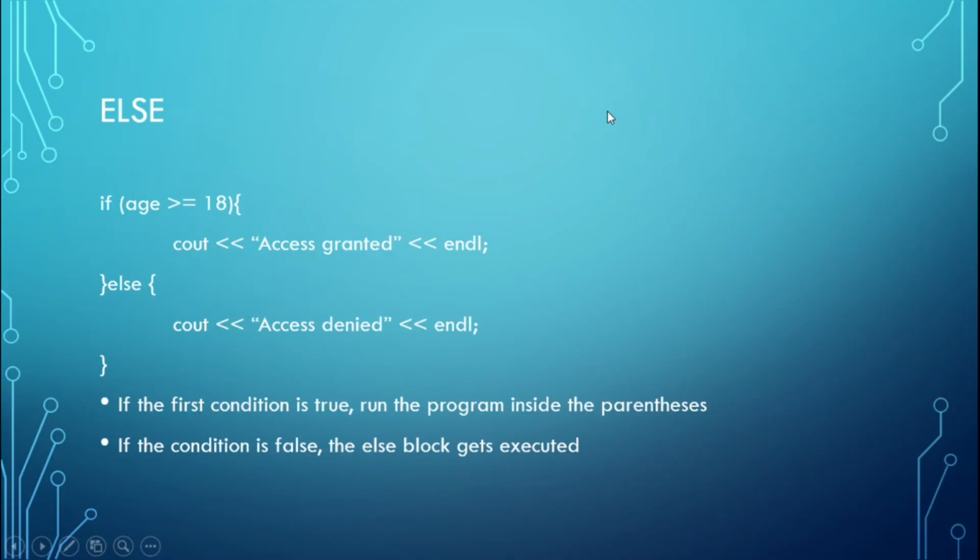So let's talk a bit about else statements. Else statements usually get paired with if statements. So if age is greater than or equal to 18, access will be granted to the user. And if that condition is not true, let's say age is less than 18, access will be denied to the user. So what I'm basically saying is, if the first condition is true, we run the program inside the parentheses of the if statement. And if the condition is false, the program inside of the else parentheses gets executed.